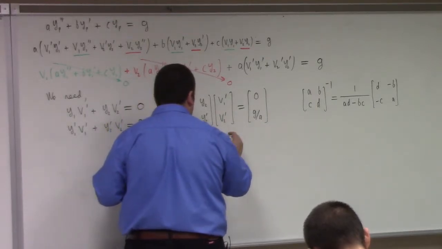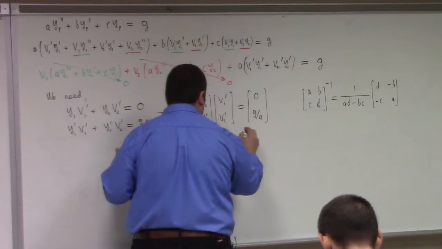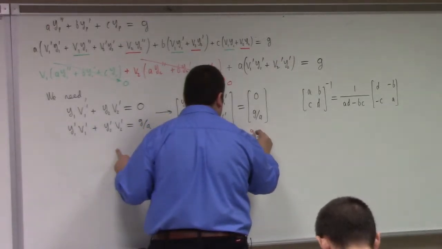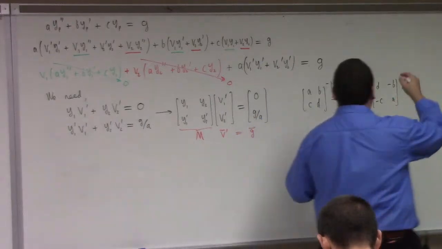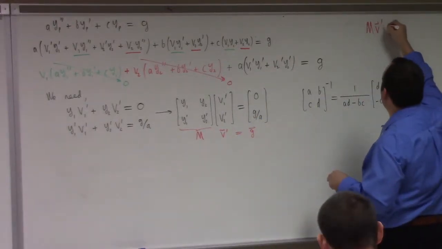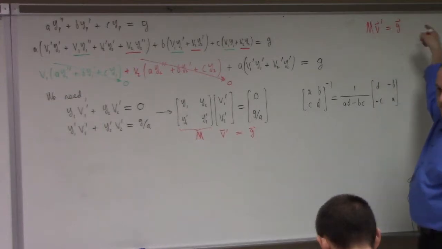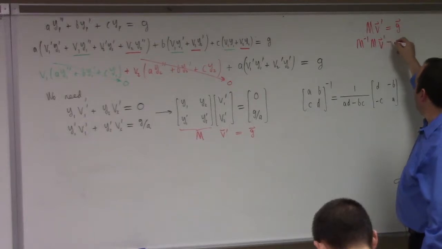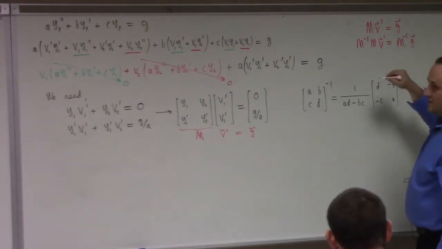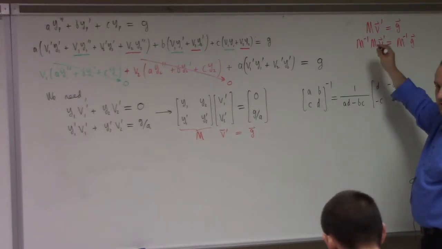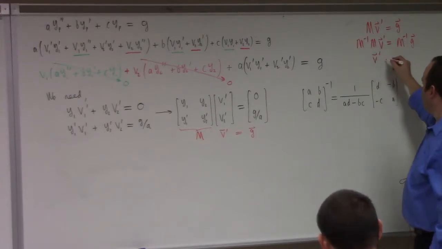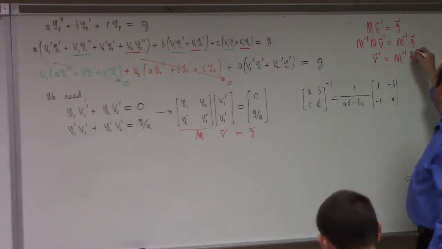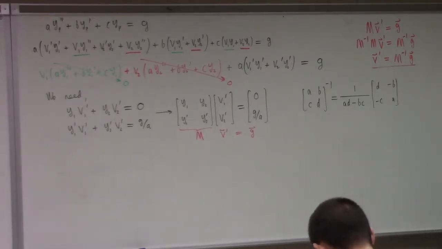It's like matrix M times vector V prime equals a vector G, okay? So we're trying to solve M V prime equals G. The way to do that is to multiply by the inverse matrix on both sides. So M inverse M V prime is M inverse G. What happens with M and M inverse is they cancel out, and that just leaves us vector V prime equal to M inverse times G. So this is called solving a system of two equations by multiplication by the inverse matrix.